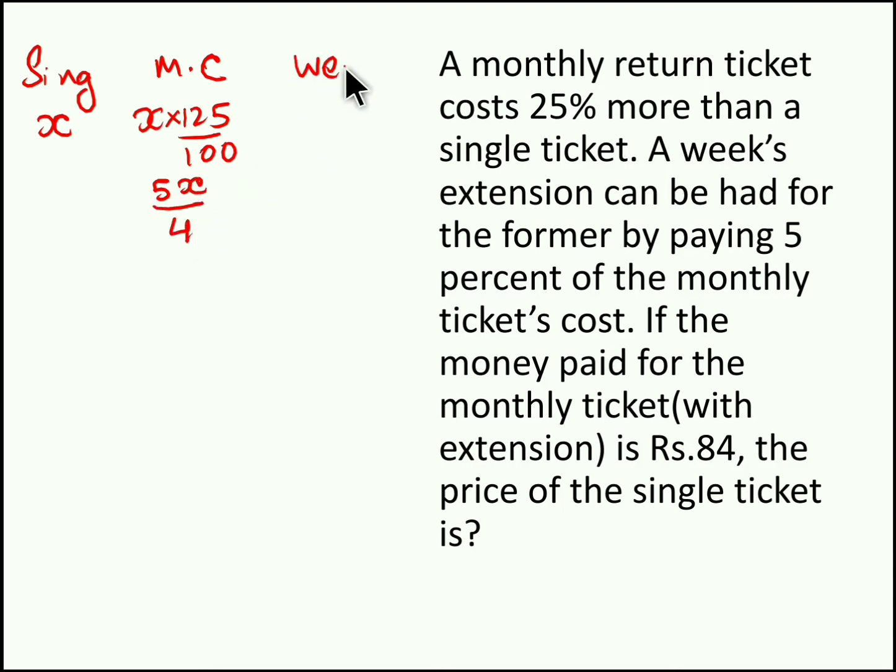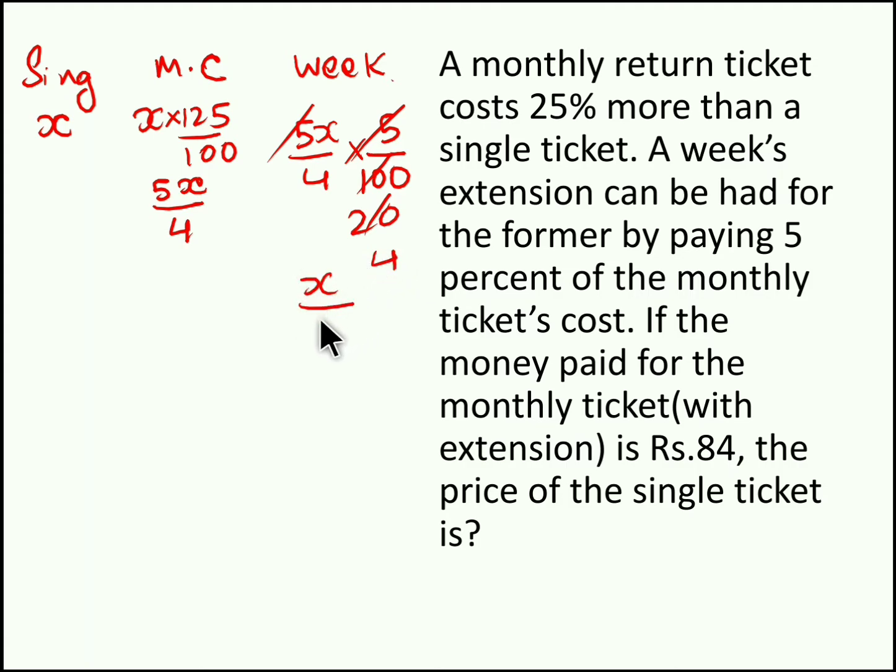Now a week extension is 5% of the monthly return ticket's cost. So what is 5% of this monthly return ticket cost, which is 5 by 100. So when you cross it, you will get the answer 20 times 4 times, which is x by 16. So your week extension is x by 16 rupees, and monthly return ticket cost is 5x by 4 rupees, and single ticket cost is x rupees.